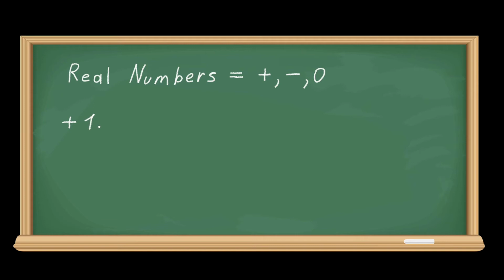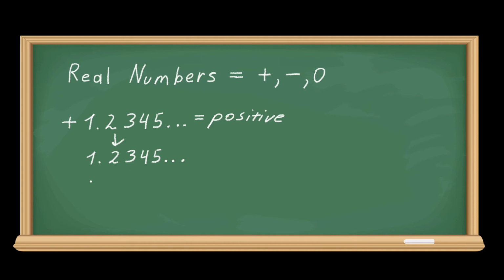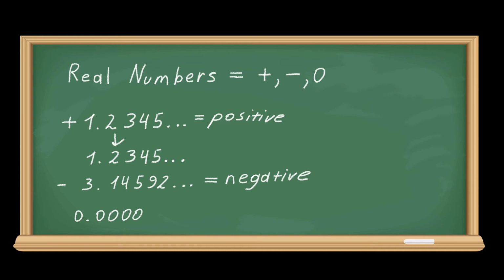So here we have a real number, plus 1.2345, and so on. It has a plus sign, which makes it a positive number. But usually when we write a positive number, we drop the plus sign. Whenever we have a negative real number, we add a minus sign in front of it. As I already said, 0 is also a real number, which makes it a continuous decimal. To make 0 a continuous decimal, it can be written as 0.0000 and so on.